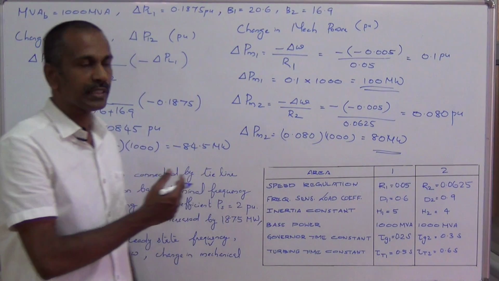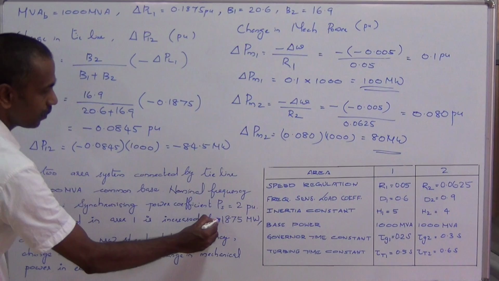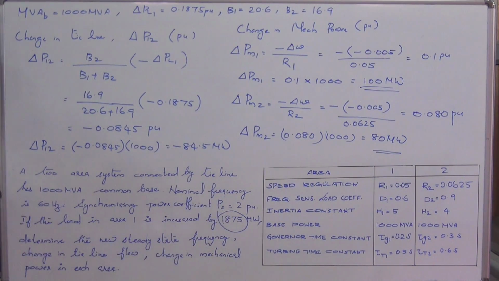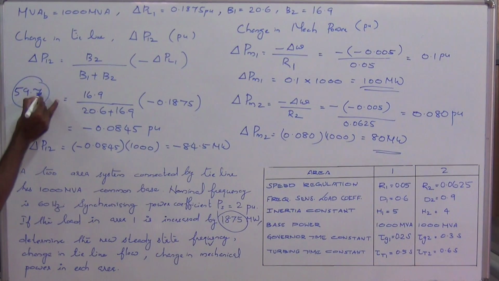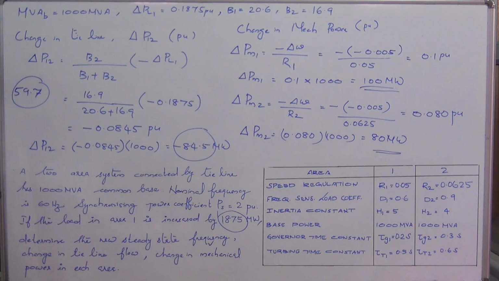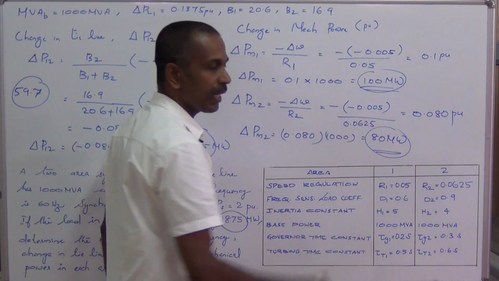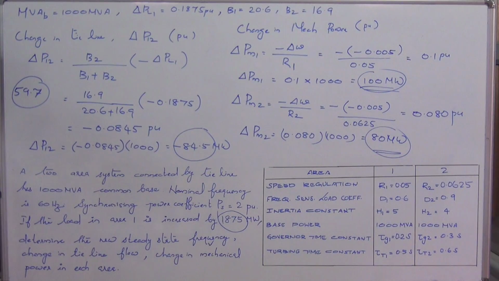So these are all the events taking place when an additional load is connected in the first area. When this much load is connected in the first area, the frequency is reduced. What is the new frequency? It is 59.7 Hertz, reduced from 60 Hertz. Then the tie line flow is reduced. Then the mechanical power in the two areas is increased in order to meet the additional load demand.